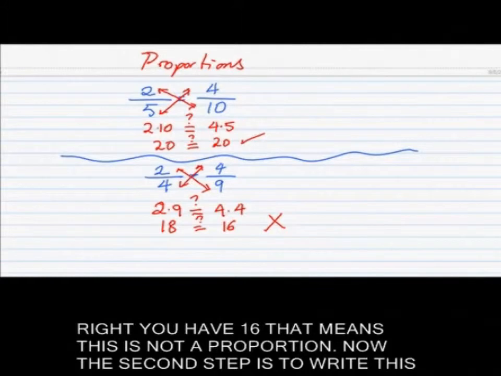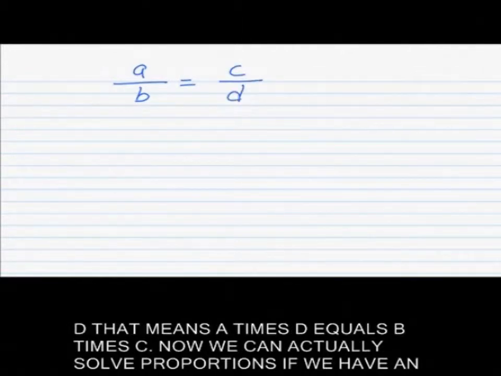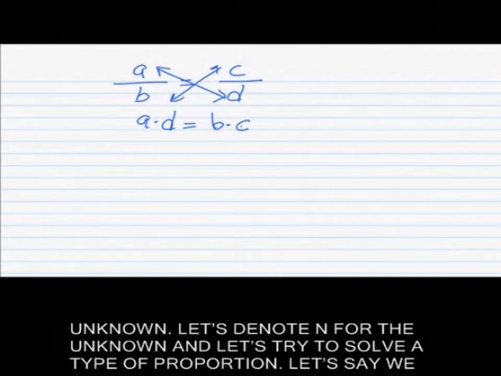Now, the second step is to write this formula per se in algebraic form. If you have a proportion which is A over B equals C over D, that means A times D equals B times C. Now we can actually solve proportions if we have an unknown. Let's denote N for the unknown.